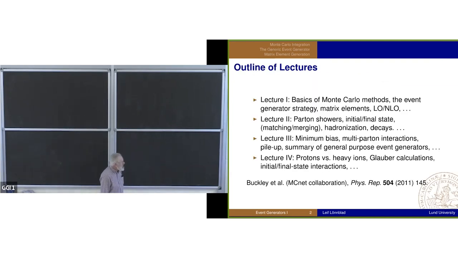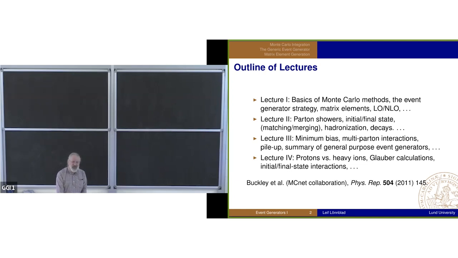The outline of the lectures will be something like this. Today, I will talk about the real basics of event generation. Tomorrow, I will talk about things like parton showers, down to hadronization, so starting with the soft stuff that is promised by the title of the lectures. And then in lecture three on Monday, we will talk about minimum bias and underlying events. Again, soft stuff. And I will also summarize a bit about what we have available as event generators.